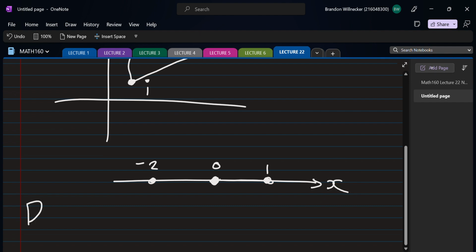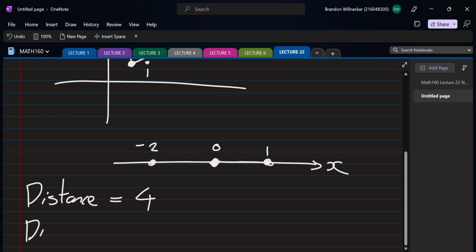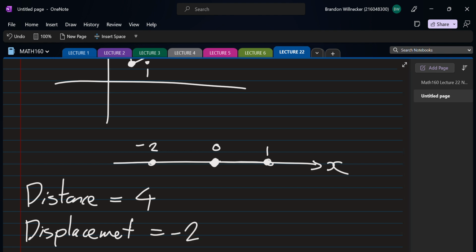So for this example, we see that the distance was 4, but the displacement was minus 2. So the displacement has that sign attached to it. Displacement will be positive if you're going in the positive direction, or you end up somewhere positive. And displacement is negative if you go in the negative direction. So here we ended up at minus 2. So we traveled left. So we say the displacement is minus 2, going left. If we ended up at positive 2, then the displacement would be positive 2.